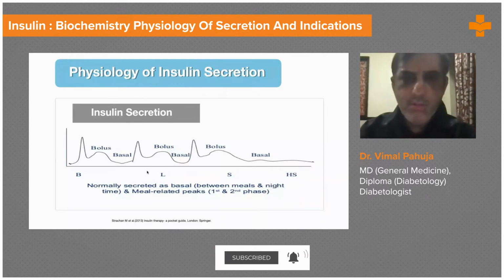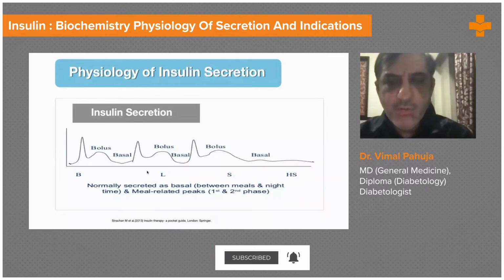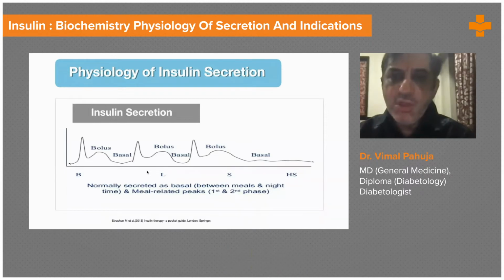Otherwise, there will be a lot of glucose coming from the liver. The hepatic glucose output is going to increase. To suppress that hepatic glucose output, we always have some basal insulin in our system. And whenever you eat a meal, you have a bolus insulin. That is a bolus, a meal insulin, which is going to be sent.